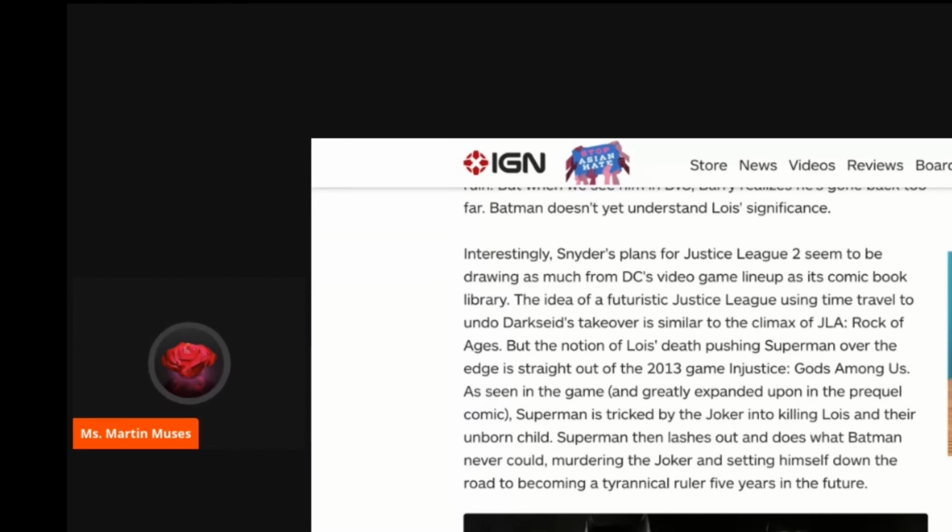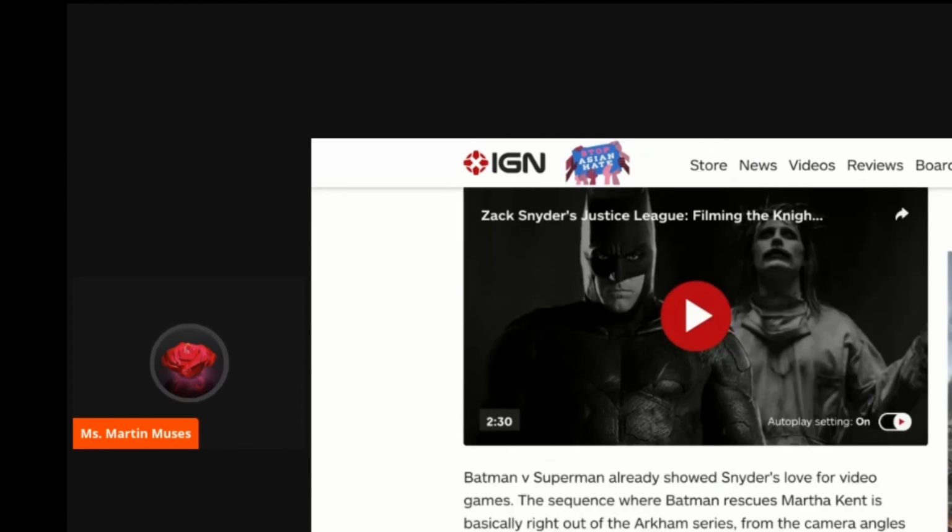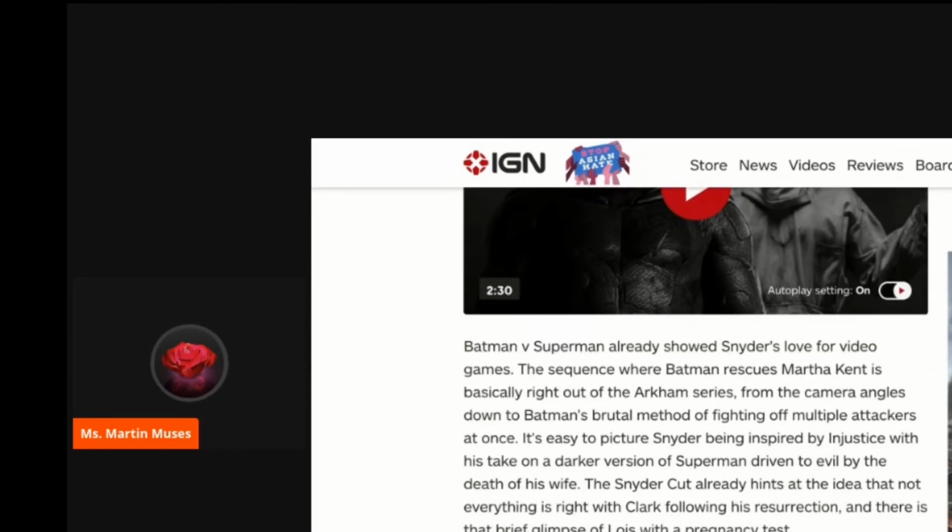But the notion of Lois's death pushing Superman over the edge is straight out of the 2013 game Injustice: Gods Among Us. As seen in the game and greatly expanded upon in the sequel comic, Superman is tricked by the Joker into killing Lois and their unborn child. Superman then lashes out and does what Batman never could, murdering the Joker and setting himself down on the road to become a tyrannical ruler 5 years in the future.